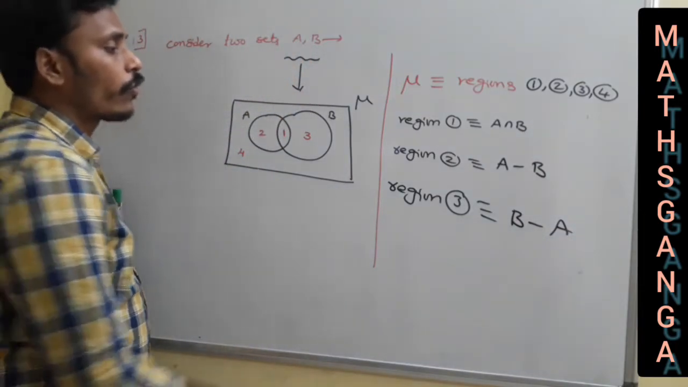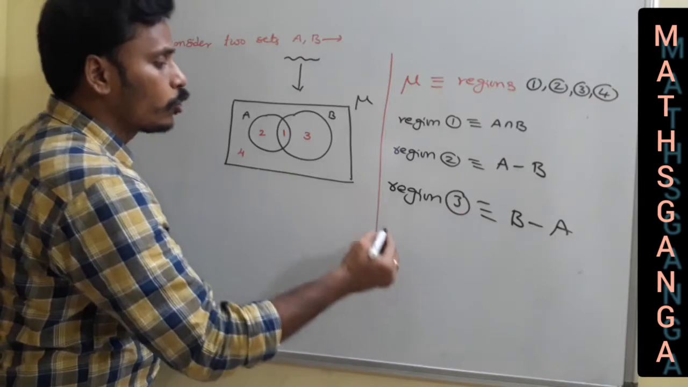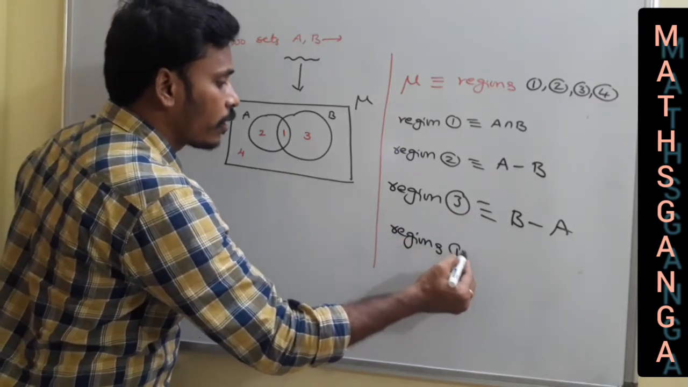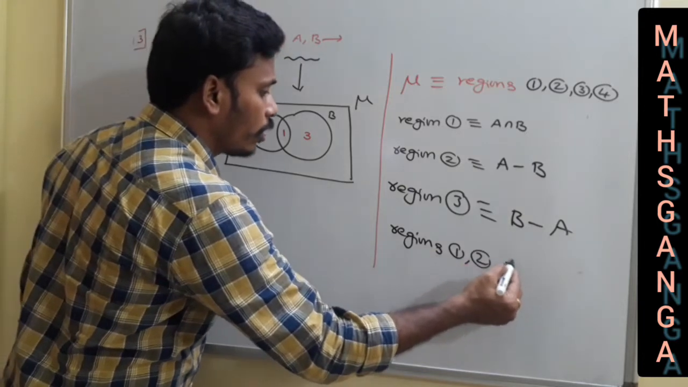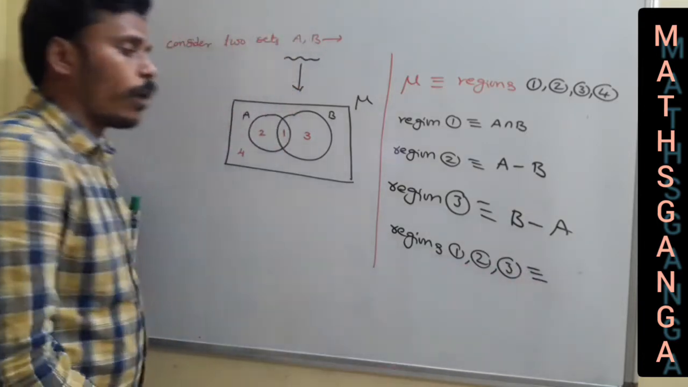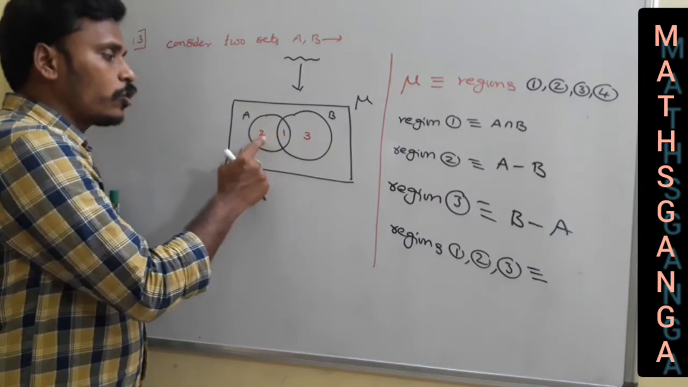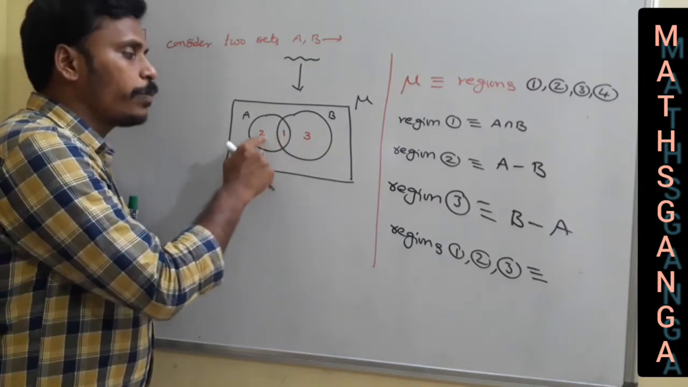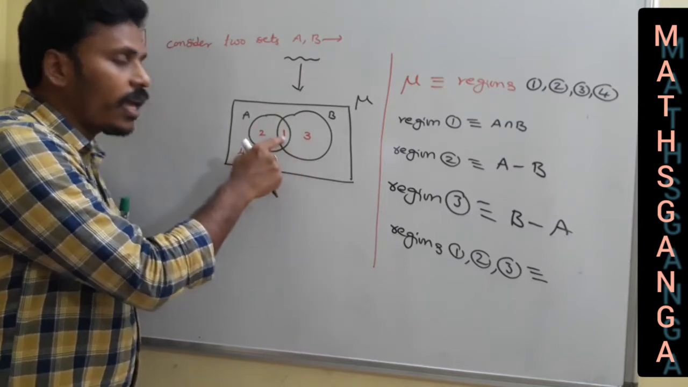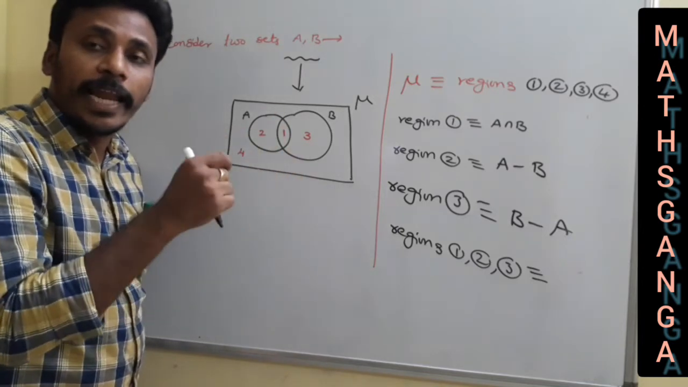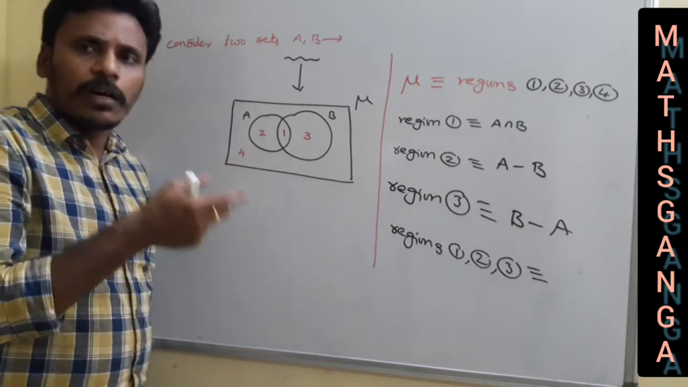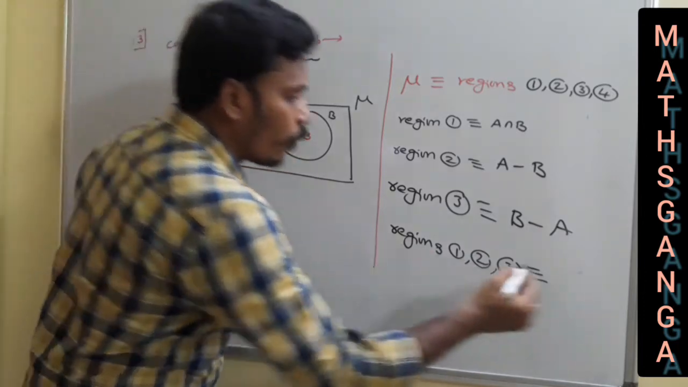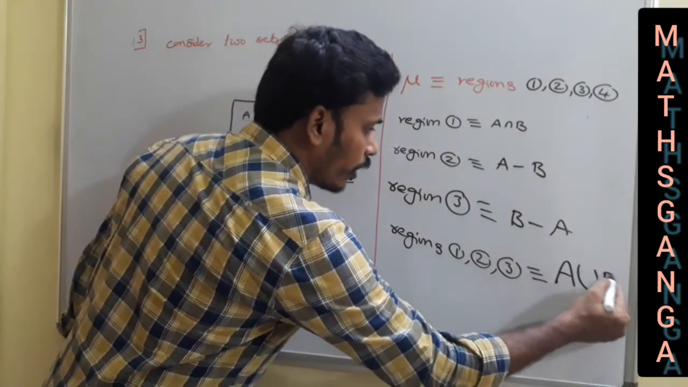Coming to regions 1, 2, 3, what do these 3 regions represent? Regions 1, 2, 3 together represent A minus B, B minus A, and A intersection B. That means the elements, the region in the sense of the elements if I indicate. So all these regions together, 1, 2, 3, will represent A union B.